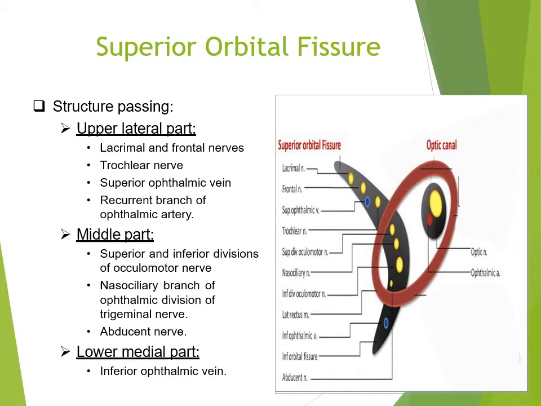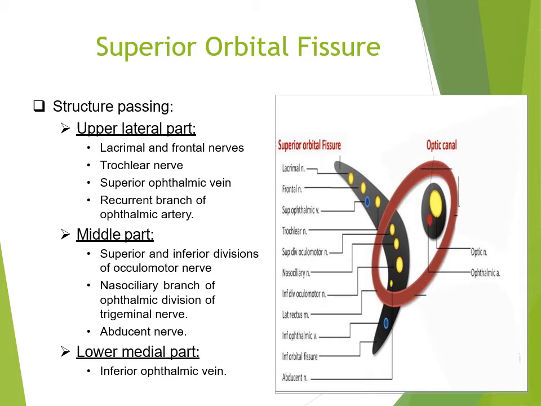And you have a superior orbital fissure. It is divided into three parts by the annulus of Zinn, that is the orbital ring, as we call it. So there is the upper lateral part and the middle part, and different contents pass through them. You must be already aware of this.